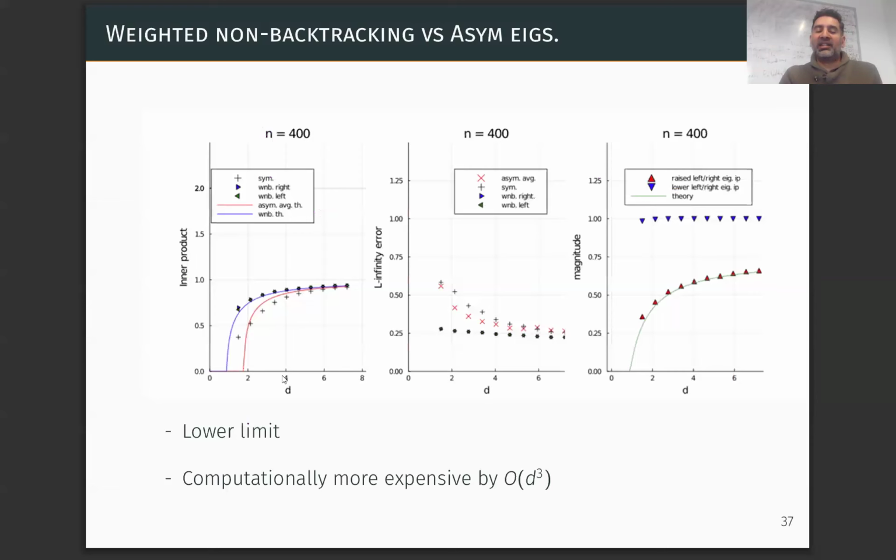Okay, and here are just quantitative plots. The red line was what I showed you earlier. That's the situation corresponding to averaging the left and right eigenvectors. And you notice the blue line is the new weighted non-backtracking method. It does better. It has a phase transition that's lower than the asymmetric procedure. And the L infinity norms are also uniformly better in that case.